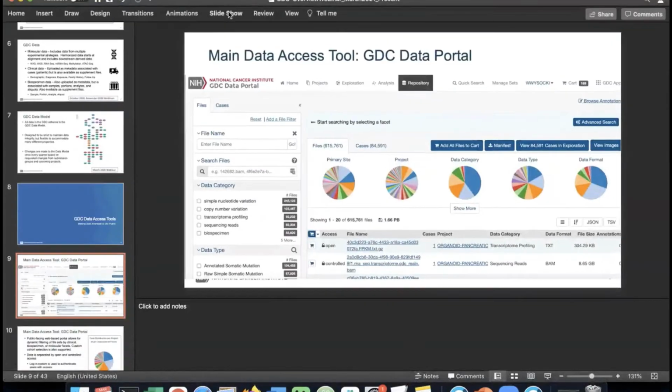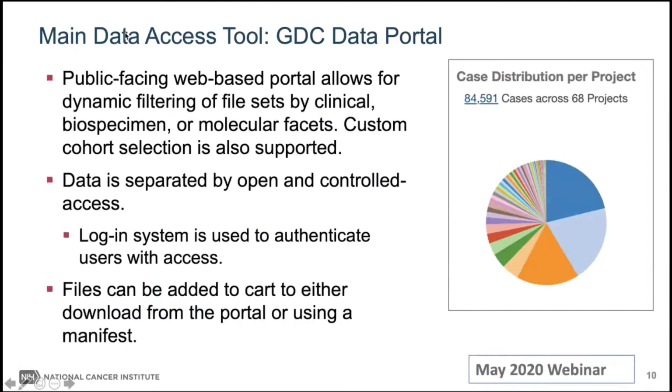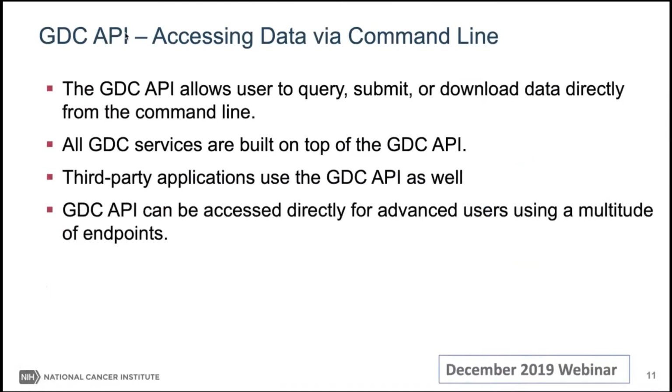Now back to the slides. I will skip through these since I went over that. So for the more technically savvy people here, there is the GDC API. This is how to access data via the command line. This allows users to query, submit, or download data directly using the command line. Many people access the GDC API using curl. That's what I usually do, but it can also be accessed via Python and other programs that touch the API.